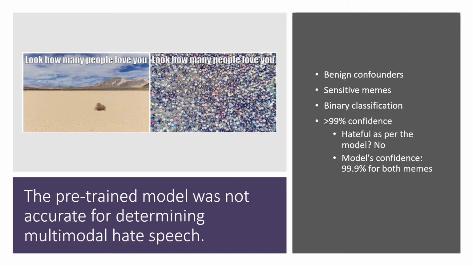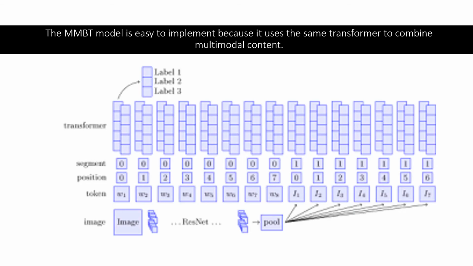I also found it interesting that the model confidence for this meme is over 99% for both memes. So how could I improve the pre-trained model? The model I chose to use for prediction is a multimodal bitransformer, MMBT for short, that jointly fine-tunes unimodally pre-trained text and images. Though the MMBT model is not as accurate as some of the other models, the MMBT model is advantageous to use in that unimodally pre-trained models are simpler and easier to adapt to unimodal advances.